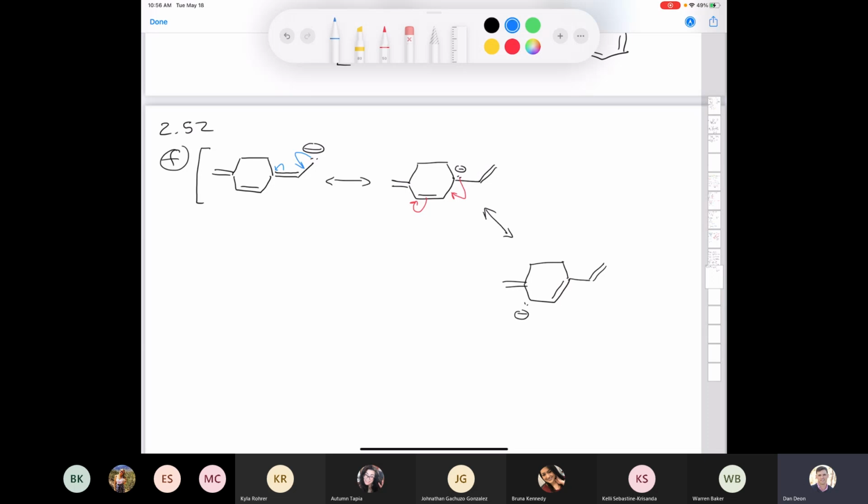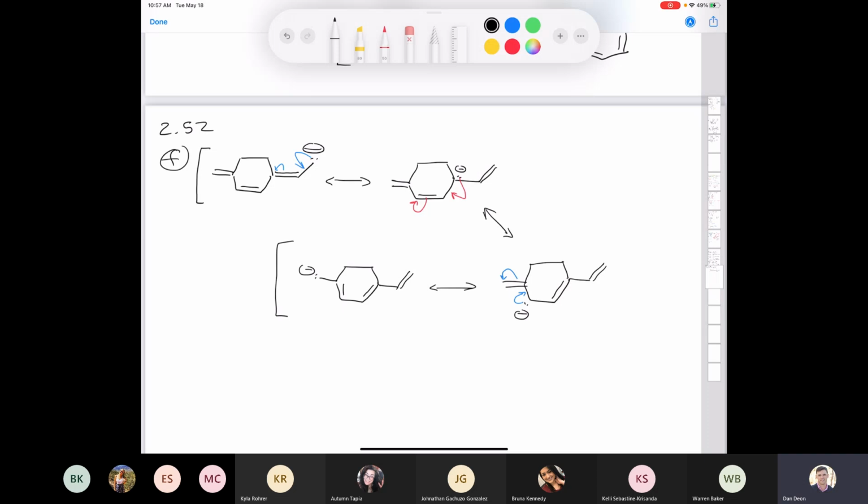And then I can do it again. Make a new pi bond here, move these electrons over here. Another allylic lone pair, right? That's all I'm doing. Allylic lone pair over and over and over. And then I'm going to end up with the final resonance contributor where I have these two double bonds in the ring. I have a carbanion on the end here, and then I have this double bond over here, and that is my final resonance contributor for F.